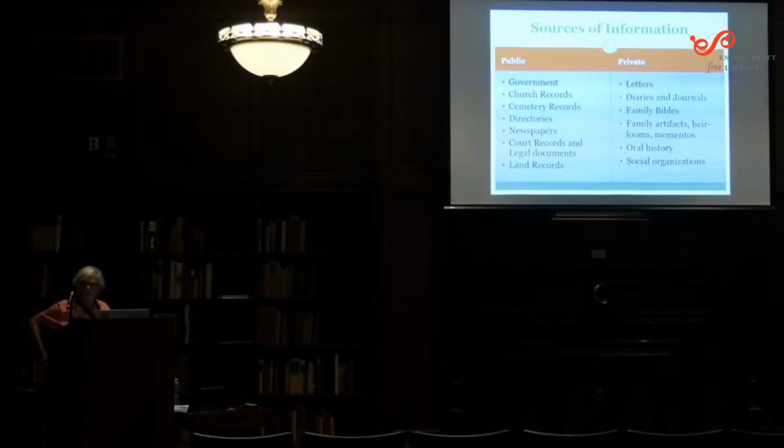We have both public and private. The usual sources that we're familiar with, like government and church records, cemetery records, directories, newspapers, court records, legal documents, land records, and then of course the private. And this is where we really find the gems. Letters, diaries, journals, family Bibles.